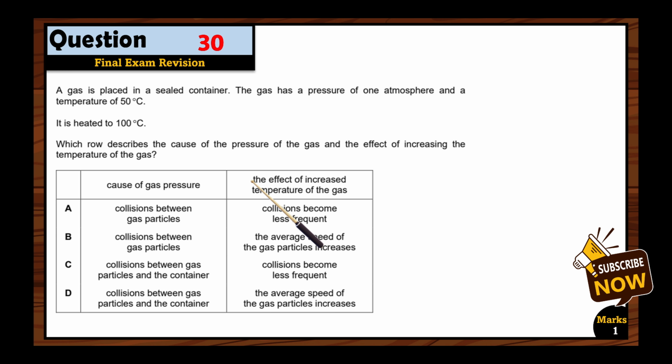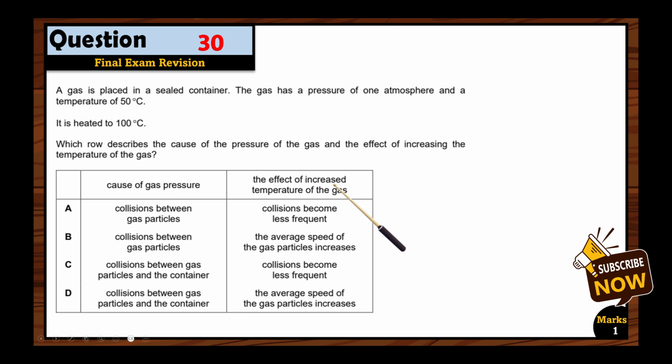So now let's come to question number 30. A gas is placed in a sealed container. The gas has a pressure of 1 atmosphere and temperature of 50. Okay, it is heated to 100 degrees Celsius. So now we again heat the gas. So let's see now, which row describes the cause of the pressure of the gas and the effect of increasing the temperature of the gas? So now we increase the temperature. So what will happen? The cause of the gas pressure and the effect of increasing.